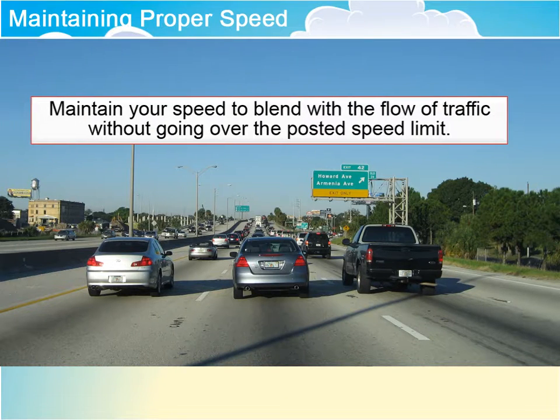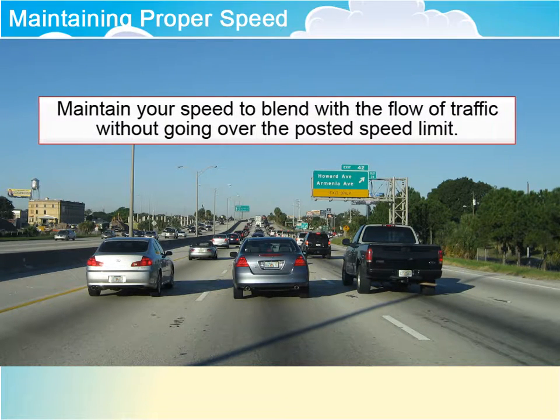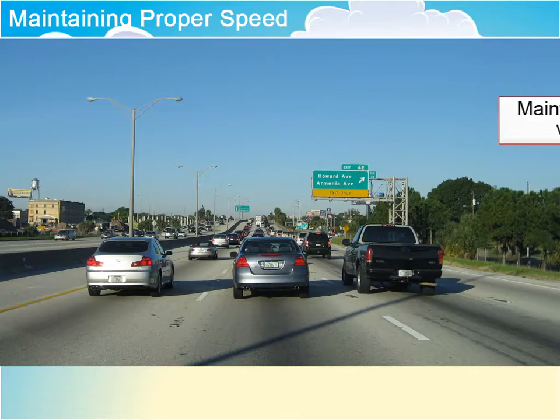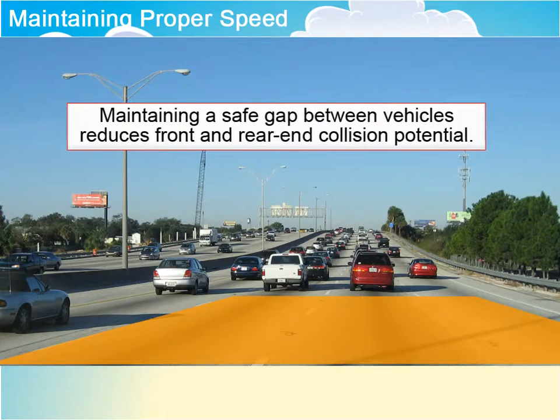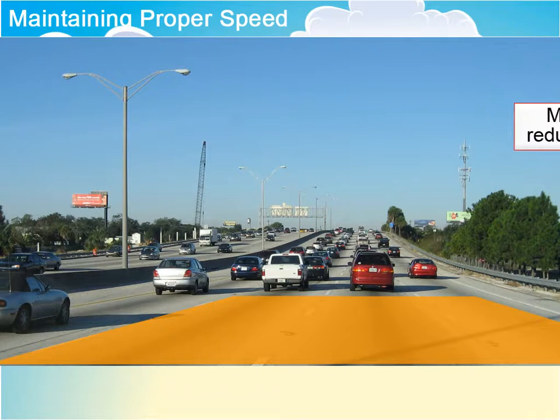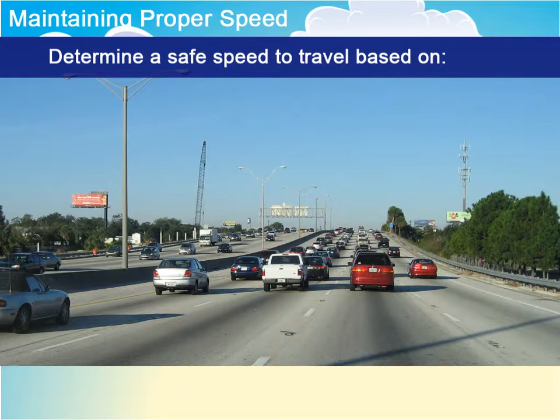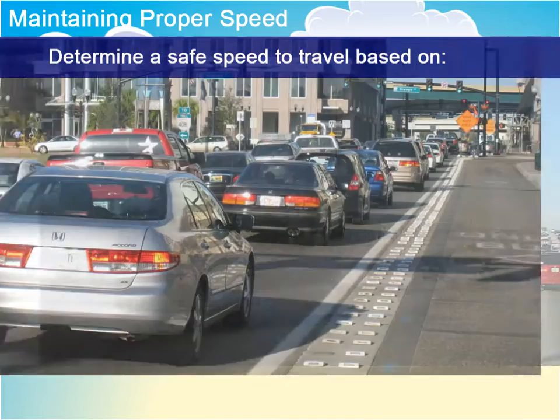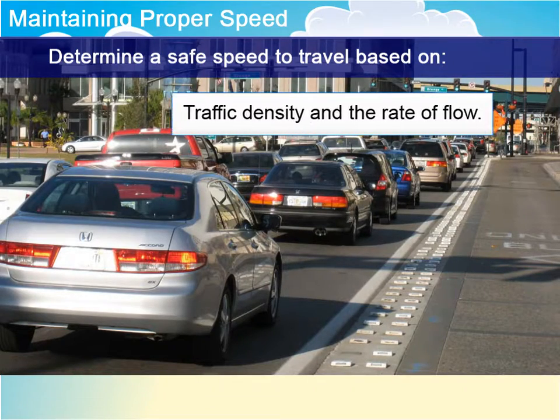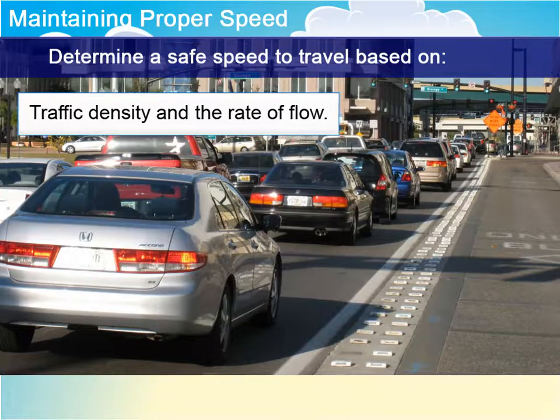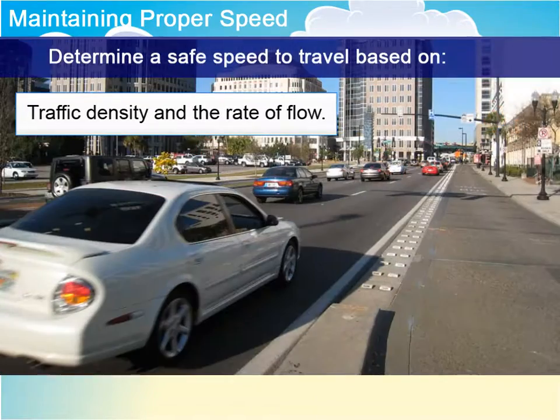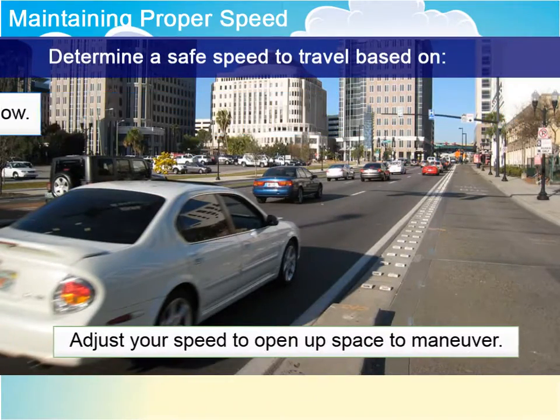Maintain your speed to blend with the flow of traffic without going over the posted speed limit. Maintaining a safe gap between vehicles reduces front and rear end collision potential. Determine a safe speed to travel based on traffic density and the rate of flow. When you enter a congested traffic area, the speed between vehicles is limited. Adjust your speed to open up space to maneuver.